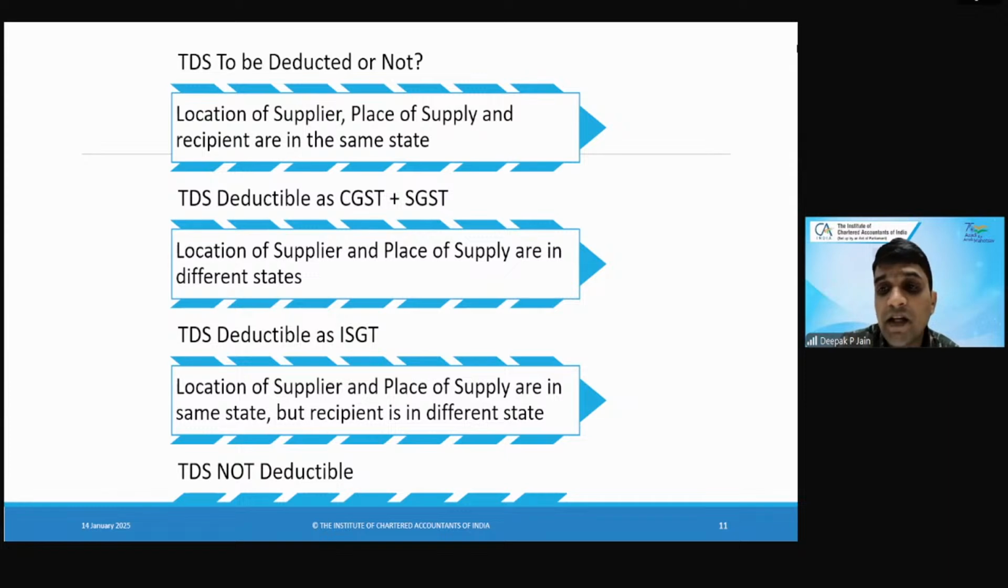Sir, is it for applicability of TDS, location of supplier and location of recipient? Yes, only for the purpose of TDS, not for the purpose of chargeability. The chargeability will be decided by location of supplier and place of supply. Don't get confused with that. Okay.